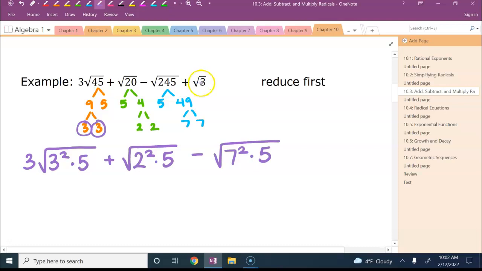And 3 is already prime for this last one, so there's not going to be any groups of 2 that I can find. So I'm just going to write plus the square root of 3 there.